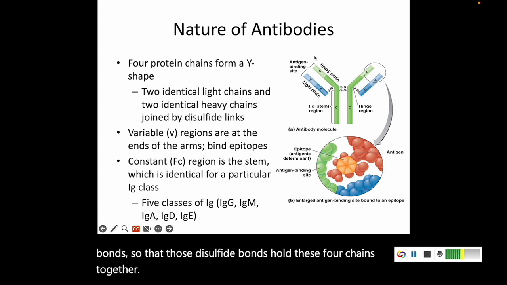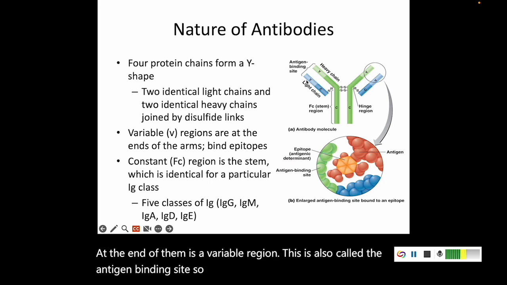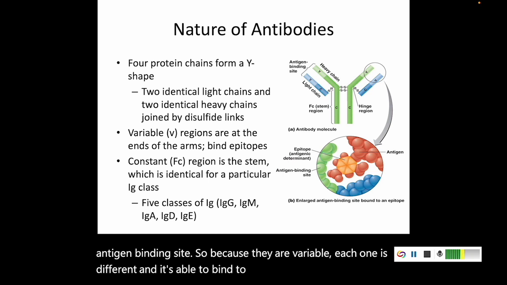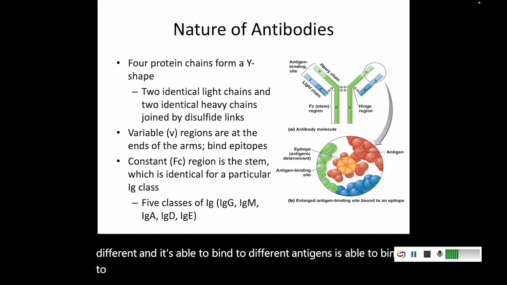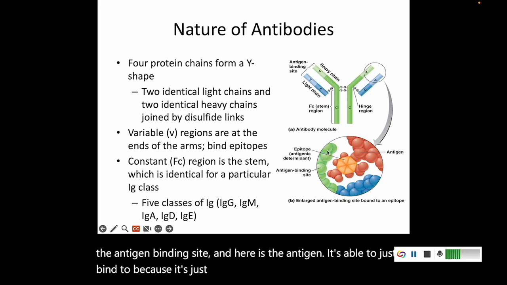At the end of them is a variable region. This is also called the antigen binding site. Because they are variable, each one is different, and it's able to bind to different antigens. It's able to bind to different epitopes. So here you have a picture of part of the antigen binding site, and here is the antigen. It's able to just bind because it just fits together. It's just a shape. The shapes fit.